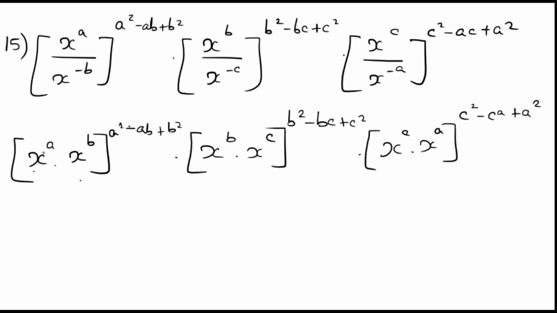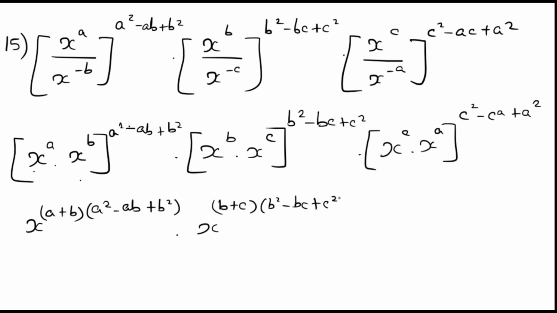Now since the bases are same, the powers can be added. So this will become x to the power A plus B into A square minus AB plus B square, into x to the power, again the powers will be added, so this will become B plus C into B square minus B into C plus C square, and this will become x to the power C plus A into C square minus CA plus A square.